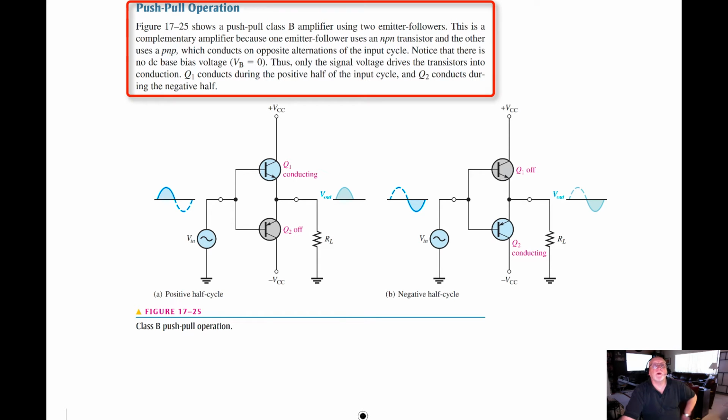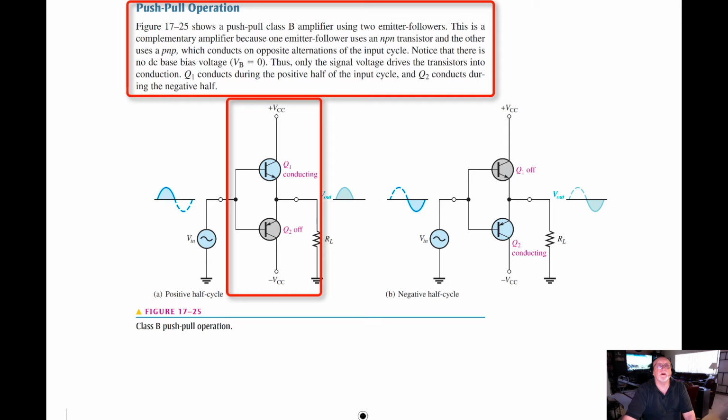In push-pull operation, a push-pull Class B amplifier using two emitter followers, this is a complementary amplifier because one emitter follower uses an NPN transistor and the other uses a PNP. So NPN, PNP, which conducts on opposite alternations of the input cycle. Notice that there's no DC bias voltage, so VB is equal to 0. Thus, only the signal voltage drives the transistors into conduction.